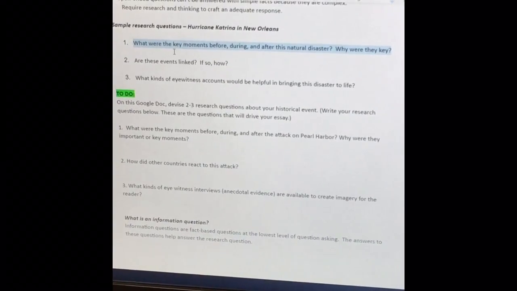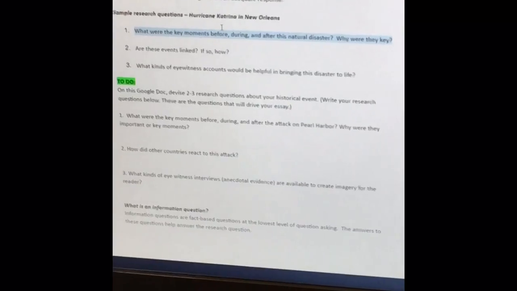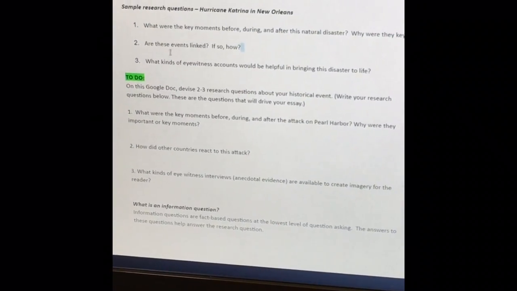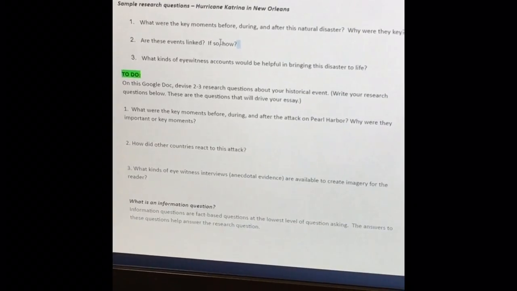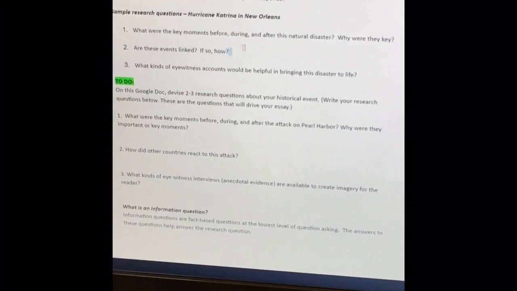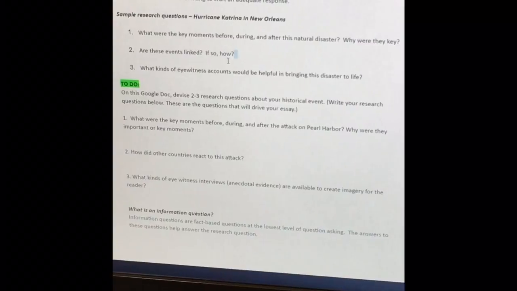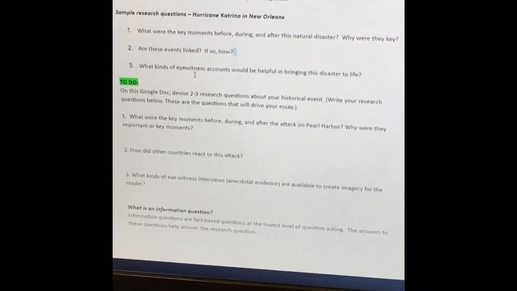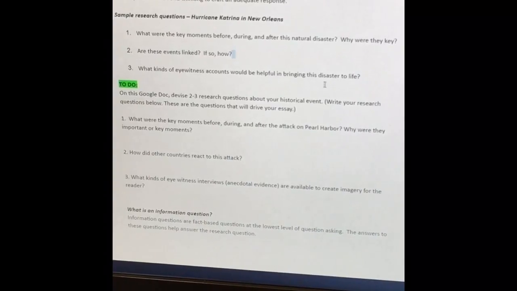And it's always okay to use someone else's suggestion. Because again, this is a different topic. You're not writing on Hurricane Katrina. You're writing about your topic. Number 2, this question is, are these events linked? So the events that were before, during, and after, were they linked? If so, how?